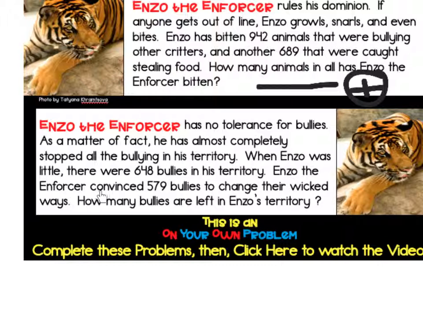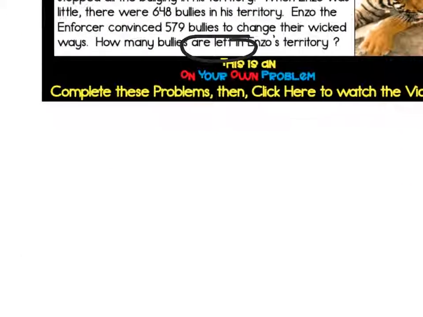Enzo the Enforcer convinced 579 bullies to change their wicked ways. That is good. All right, how many bullies are left in Enzo's territory? Now, here's the key word. How many are left? That means we're doing a subtraction problem. So we're going to take the 648 and subtract 579. Let's go ahead and just get that set up here.